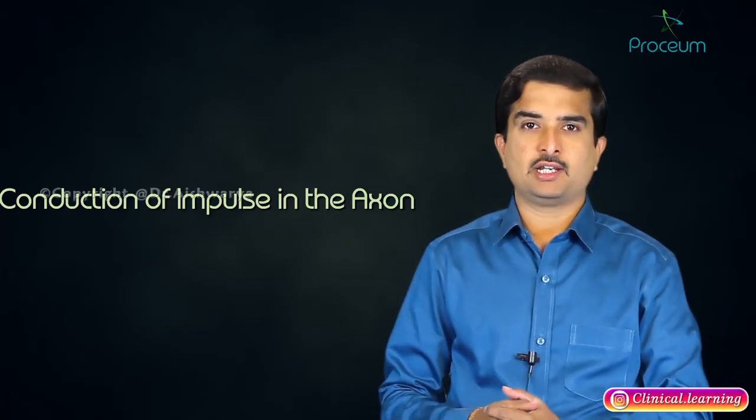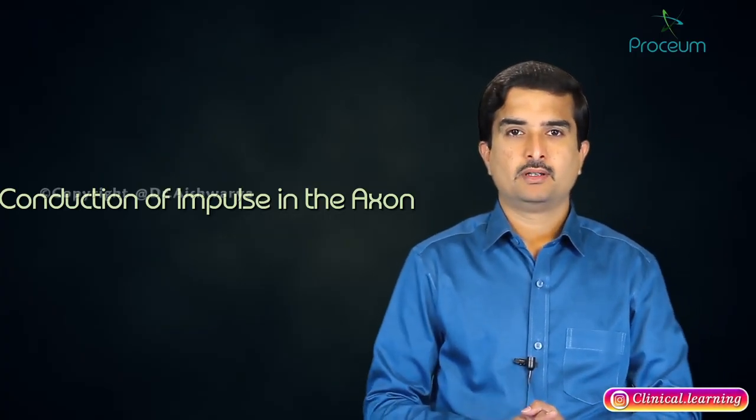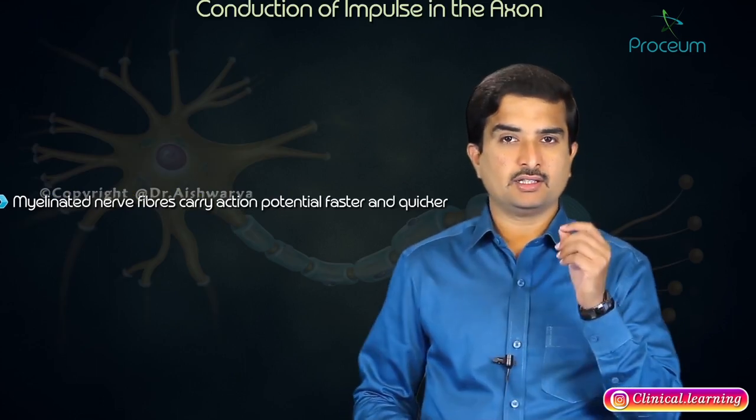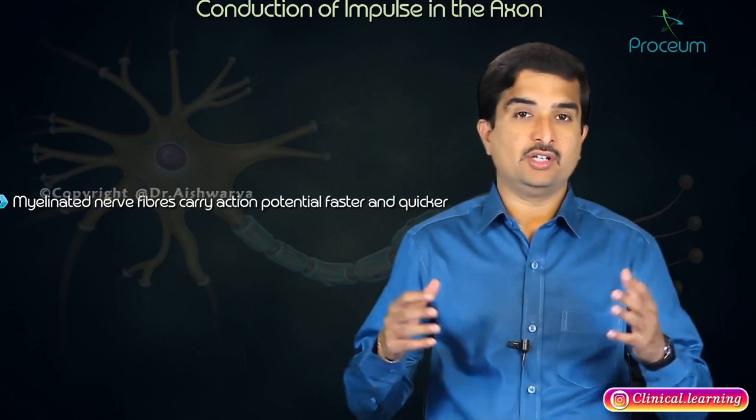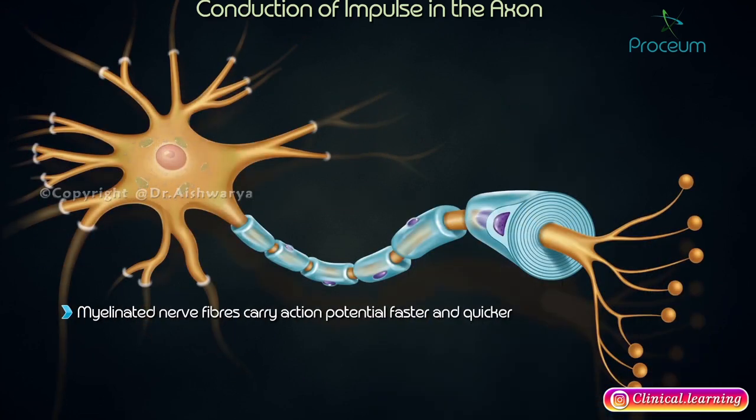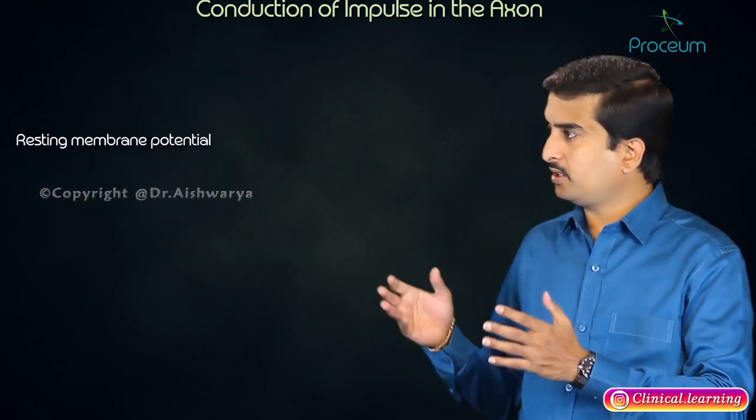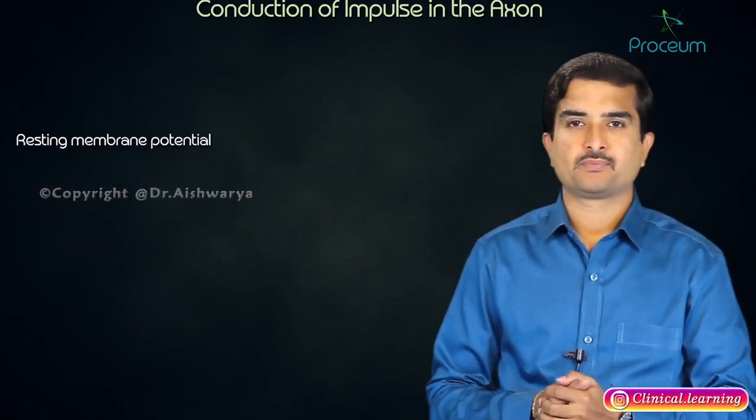Conduction of electrical impulse in the axon. The myelinated nerve fiber in the central nervous system is designed in such a way that the action potential traveling through is faster and quicker. So what is the resting membrane potential?